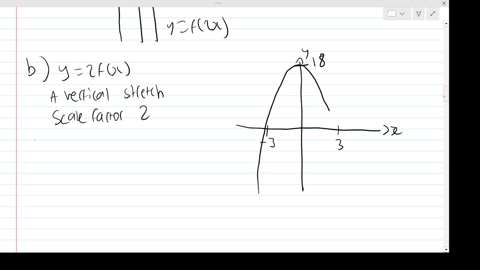There we are. So it's passed through minus 3. Cool. So that's our new graph, and that would be y is 2f of x.